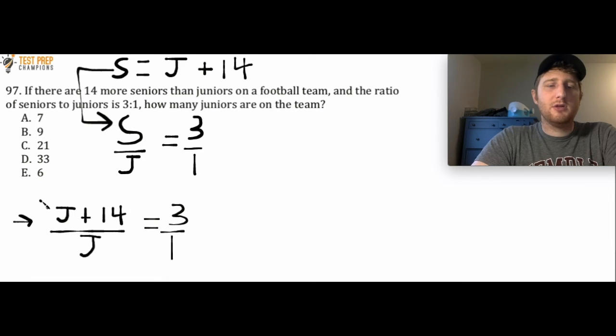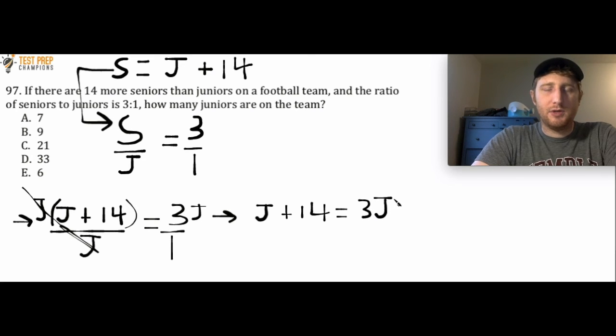The way I'm going to do this is multiply both sides of my equation by j. If I multiply it by j over here, these j's are going to cancel out. And whatever I do to one side, I also have to do to the other. So rewriting it, I'm going to have j plus 14 equals 3j.